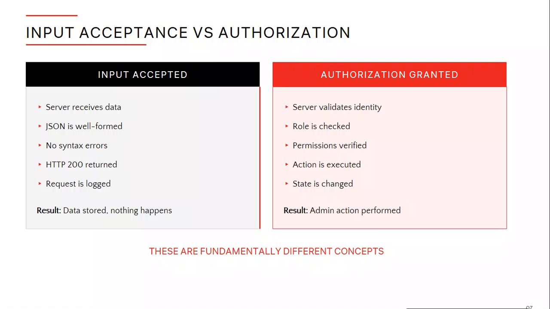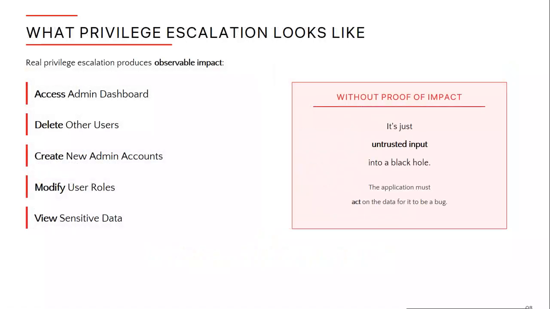This is a very big vulnerability, a very big loophole, because it means that protections are not heavily enforced in this server in terms of receiving requests, validating and authorizing them. Now, privilege escalation produces observable impact. You will see access to the admin dashboard, you can delete other users, create new admin accounts, modify roles, and view sensitive data. If you send a payload and you can't see a single piece of sensitive data, or lots of other users' endpoints or URLs, then you don't say that you have gotten admin access.